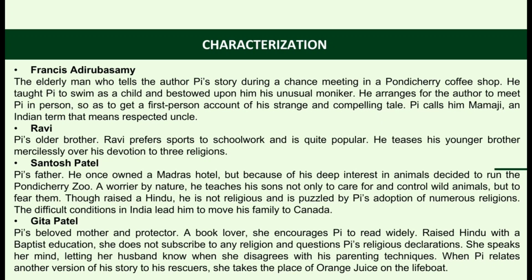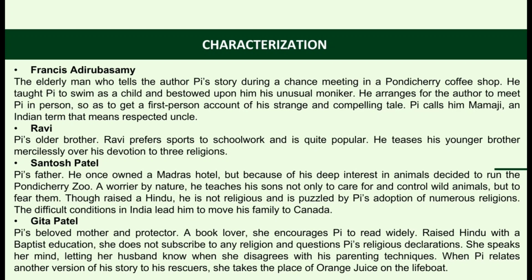So then we have Francis Adirubasamy, the elderly man who tells the author Pi's story during a chance meeting in a Pondicherry coffee shop. He taught Pi to swim as a child and bestowed upon him his unusual moniker. He arranged for the author to meet Pi in person so as to get a first-person account of his strange and compelling tale. Pi calls him Mamaji, an Indian term that means respected uncle. Francis Adirubasamy is a family friend of Pi's and was one of the few survivors of the shipwreck in which Pi was involved. He introduces the author to Pi and encourages him to write about Pi's incredible journey.